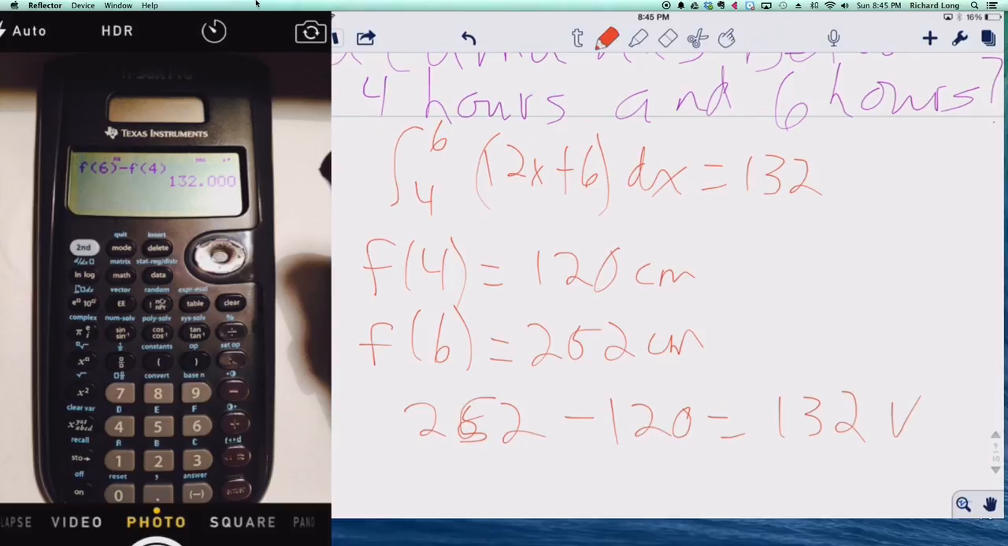So that, folks, is how you do both integration and differentiation with the TI-36X Pro.